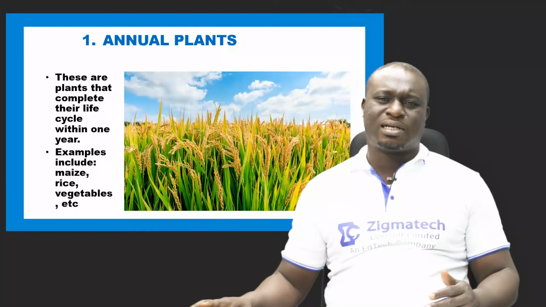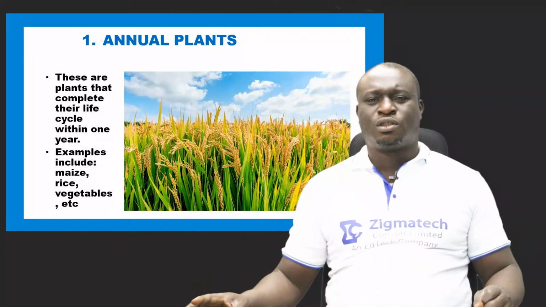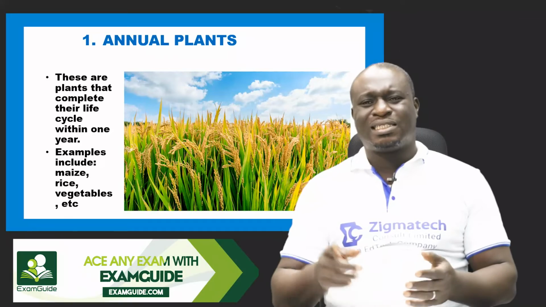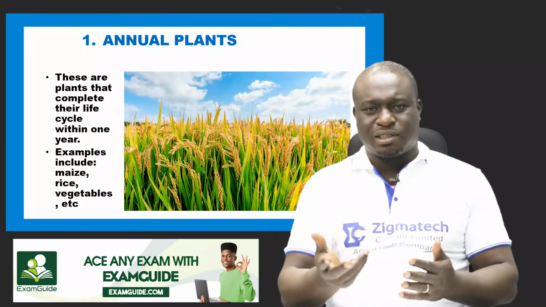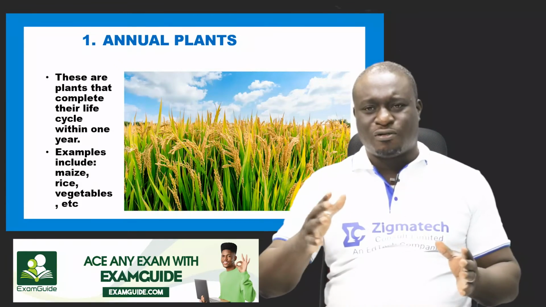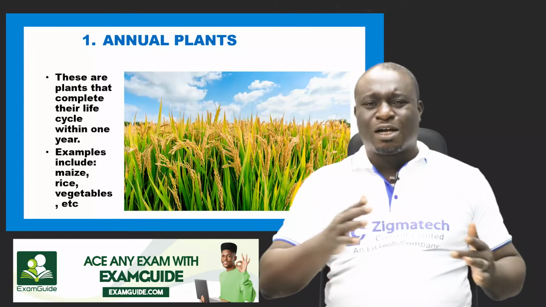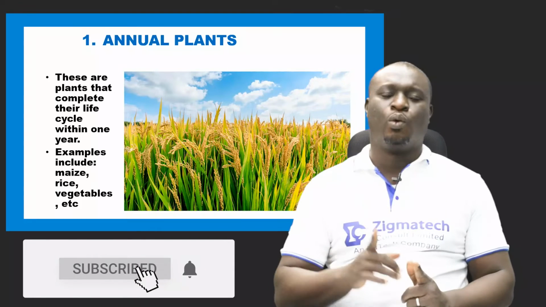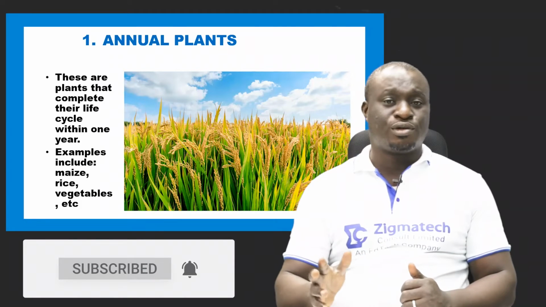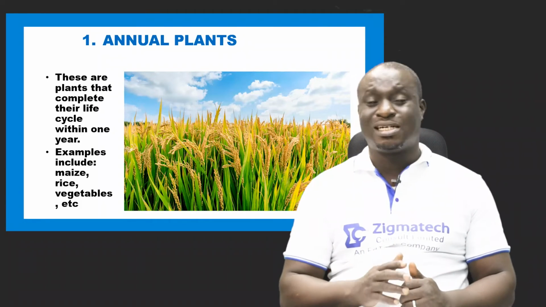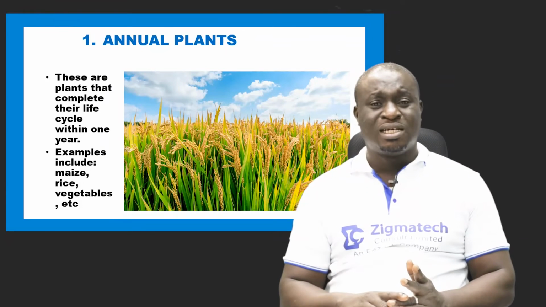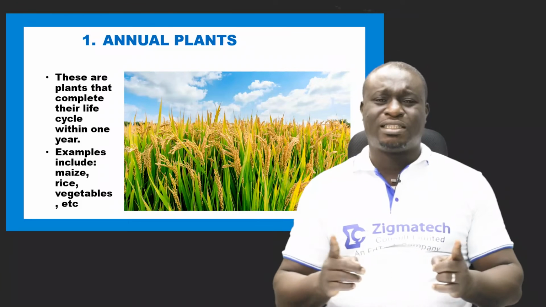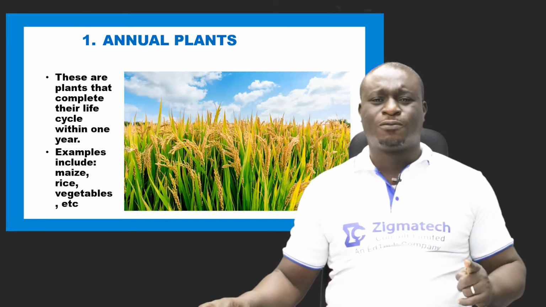Now, annual plants, as the name implies, annual, a year. So annual plants are plants that complete their life cycle. That is, they are born, if I may say, and they die within that period of life cycle or lifespan. So they complete their life cycle within 1 year. Examples include most of the cereals. Most of the cereals fall under this category. We have the maize, we have the rice, even the vegetables, they fall under this category. So they are plants that complete their life cycle within 1 year.